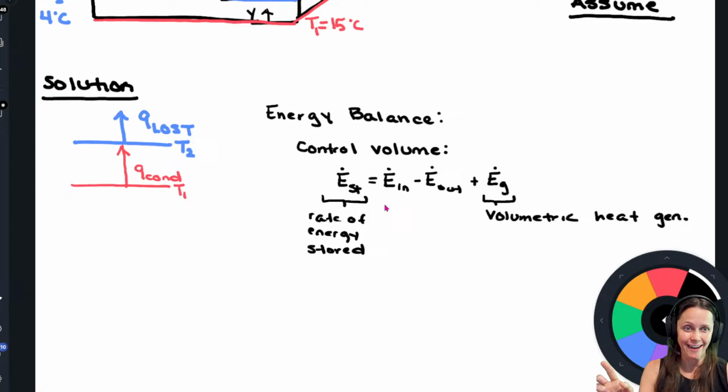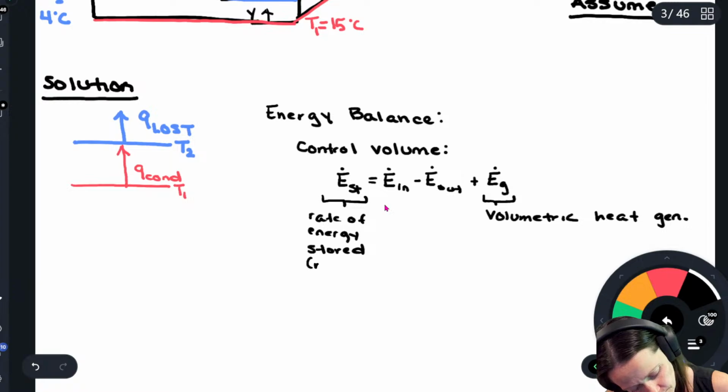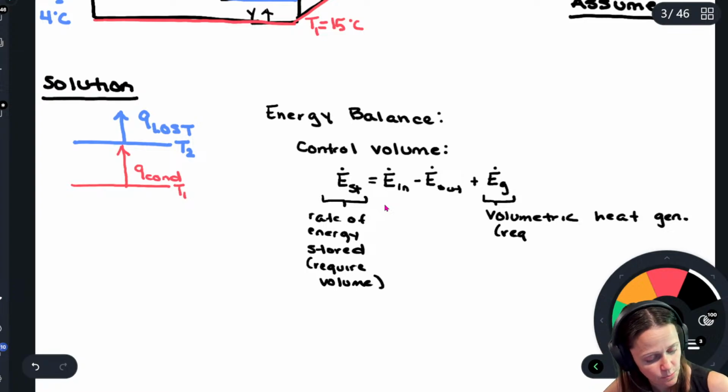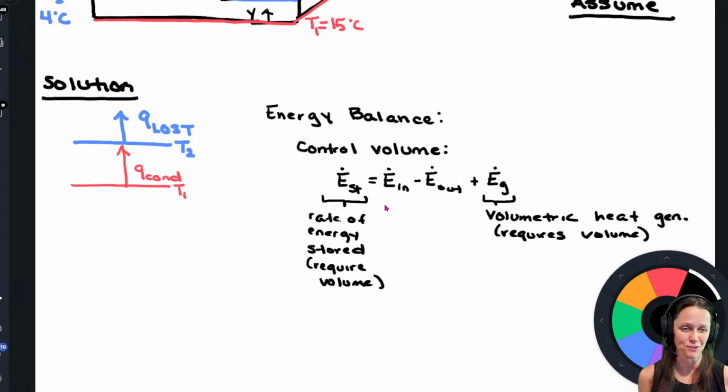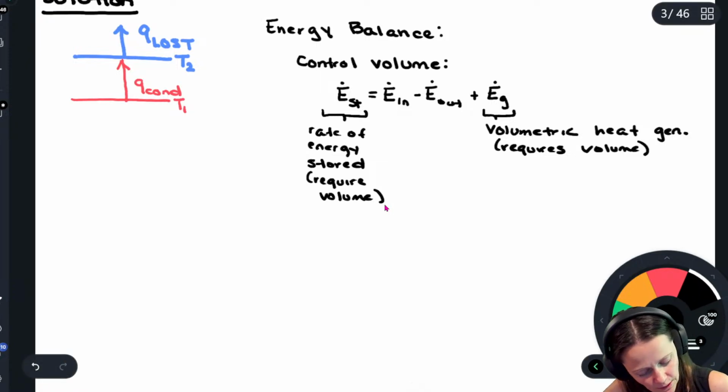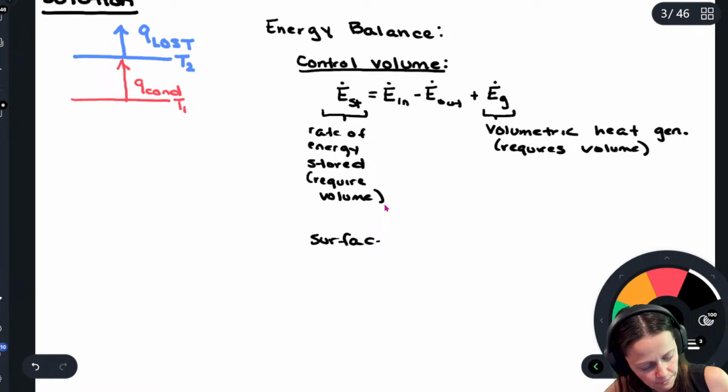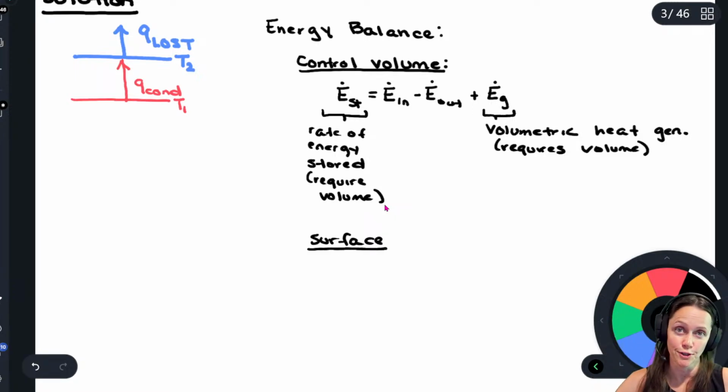Both the terms that I added some text with, those both require a volume. This one too, it requires, I mean, it's right there in the name. You've got a volumetric heat generation. So both of those require a volume. So that's for a control volume. You underline that control volume. We also have for an individual surface, a control surface or a surface.